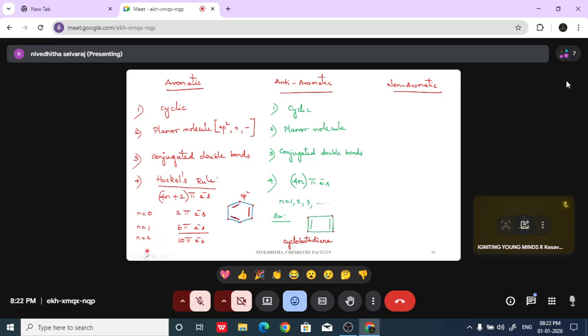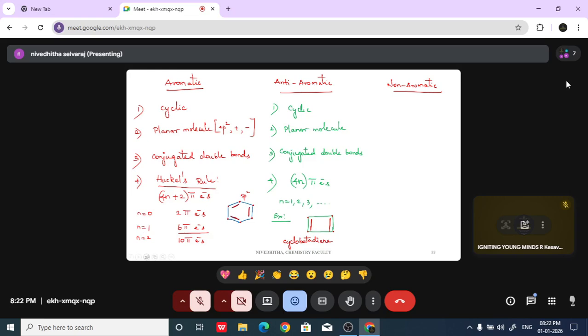Now we should count the number of pi electrons. See how many pi bonds we have. This is 1 pi bond and this is another pi bond. So how many pi bonds do we have? 2. And each pi bond has 2 electrons. So how many pi electrons? Very good. So 4. It is a multiple of 4. So it is anti-aromatic and a highly unstable molecule.